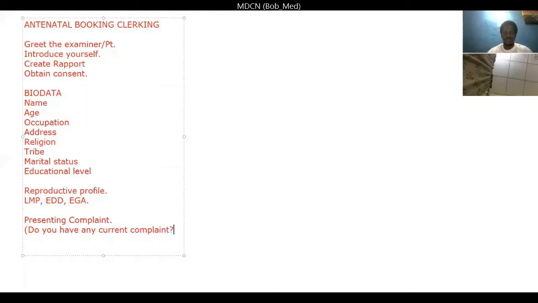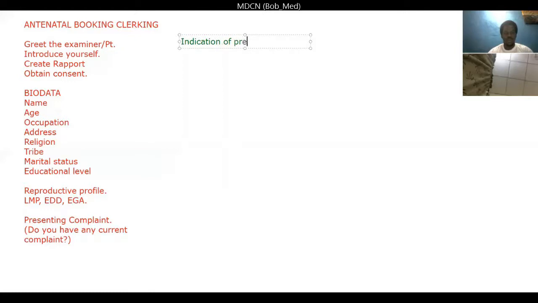Okay, that's the question you want to ask. Then after this, you want to ask some specific questions. These are indications of pregnancy, we call them. So, indications of pregnancy. Why is a woman having the pregnancy in the first place? What are the indications to it? So you want to ask questions on indications of pregnancy. What are these questions that you want to ask?